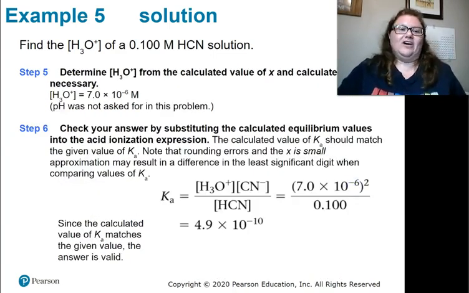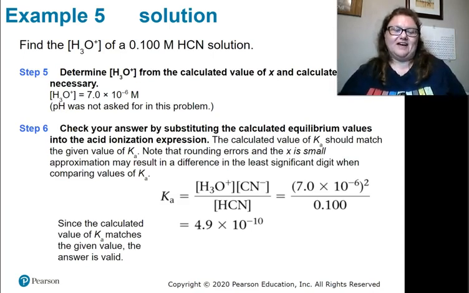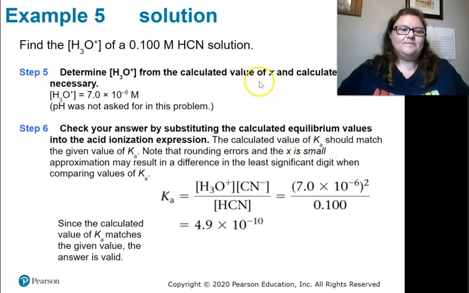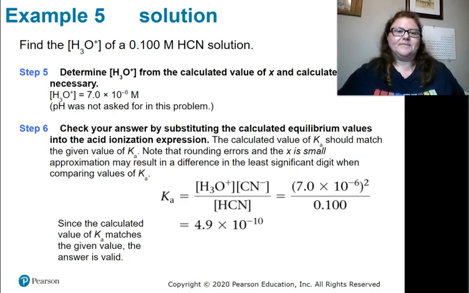All right, we're not done. Determine the hydronium from the calculated value of X. So we just found that the hydronium concentration was 7.0 times 10 to the negative 6. That last step on the previous slide was just a check that it was okay for us to neglect X. You don't really have to do that step, but it's a little insurance. So really, we stopped where we solved for X, and that was our hydroxide concentration.